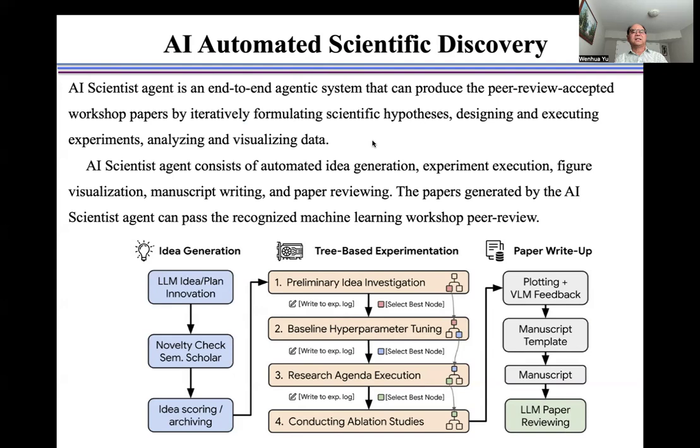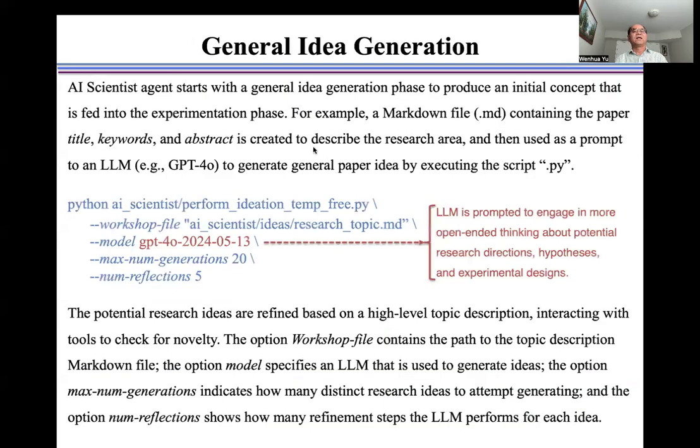AI scientist agent consists of automated idea generation, experiment execution, figure visualization, manuscript writing, and paper reviewing, as shown here. The papers generated by the AI scientist agent can pass the recognized machine learning workshop peer review.